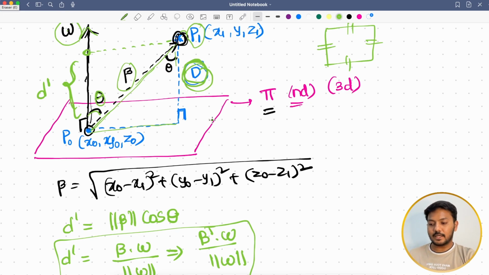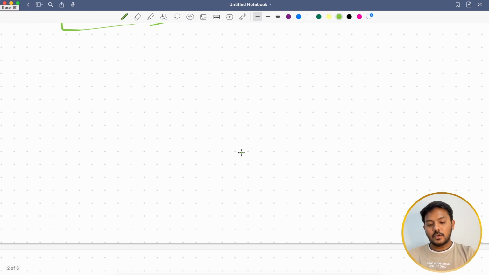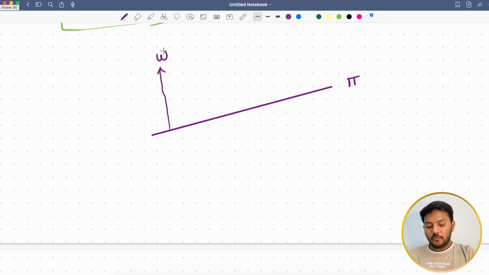So let's take another example like this, where I have a plane, which I call pi, and I have a vector W which is perpendicular to this plane pi. We have learned that in the previous videos. And let's assume I have a point here. What do I want to calculate? I want to calculate the distance of point P onto the plane pi.